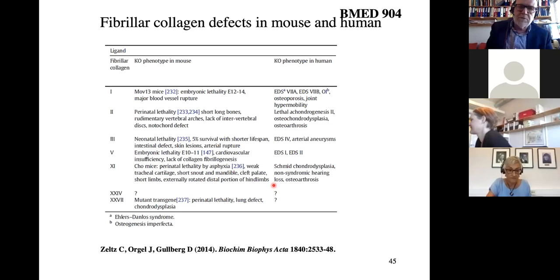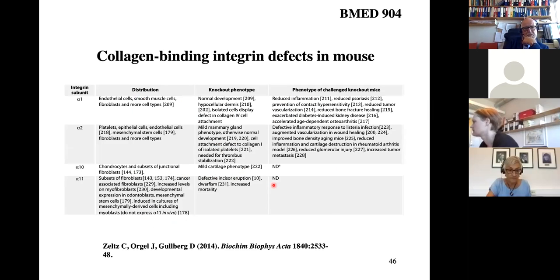Maybe we should just mention that if collagen type 5, which is a minor collagen, is mutated, you have no fibrillar matrix in the embryo at all. So based on this, it has been postulated that collagen type 5 is a nucleator important for the fibril formation of all fibrillar collagens. And this is an area of intense research.